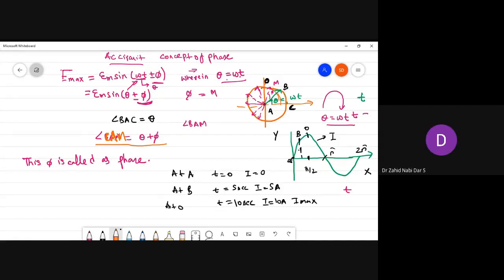This is CAM. Okay. So that angle is equal to sine theta plus phi. So this is an example to make you understand.